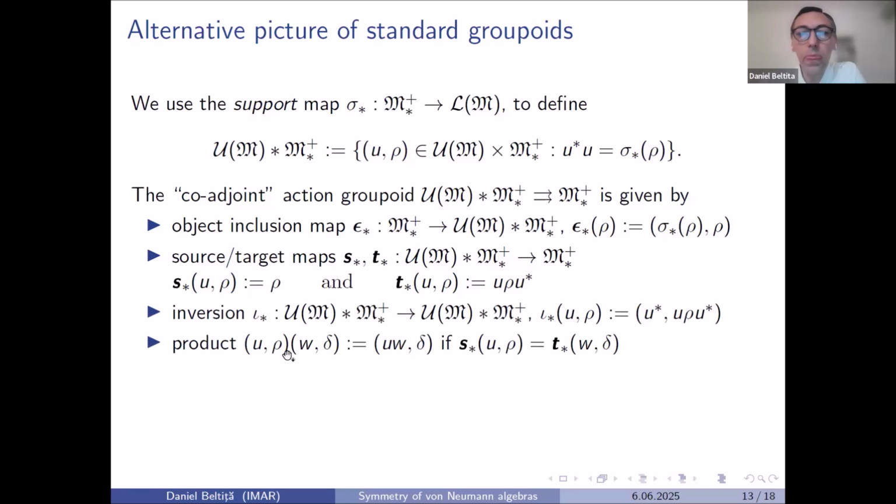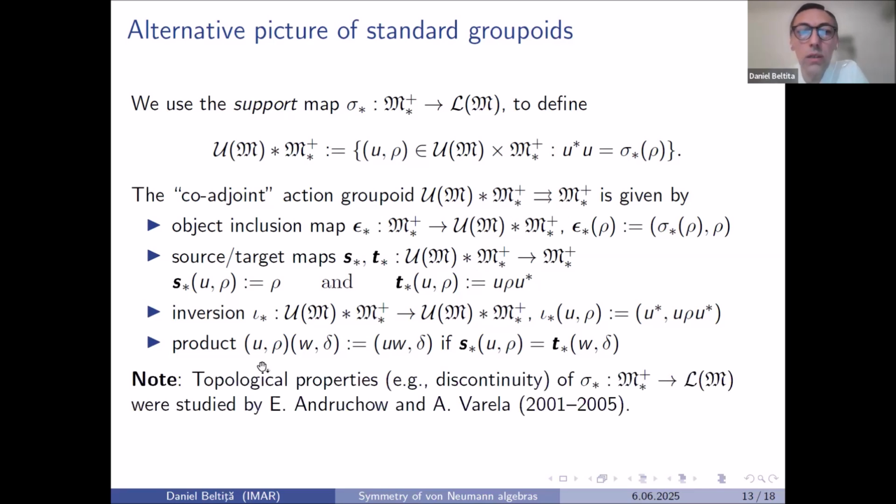The product is pretty simple as it corresponds to the multiplication of partial isometries whenever it makes sense. We are allowed to do the product. And I will not pass further before mentioning that once again some properties from this picture were studied before by Esteban Andruchov and Alejandro Varela, who established the discontinuity of this map and actually also established some continuity properties along certain orbits. So once again, the groupoids come later, much later, and explain some of the results that were discovered before.